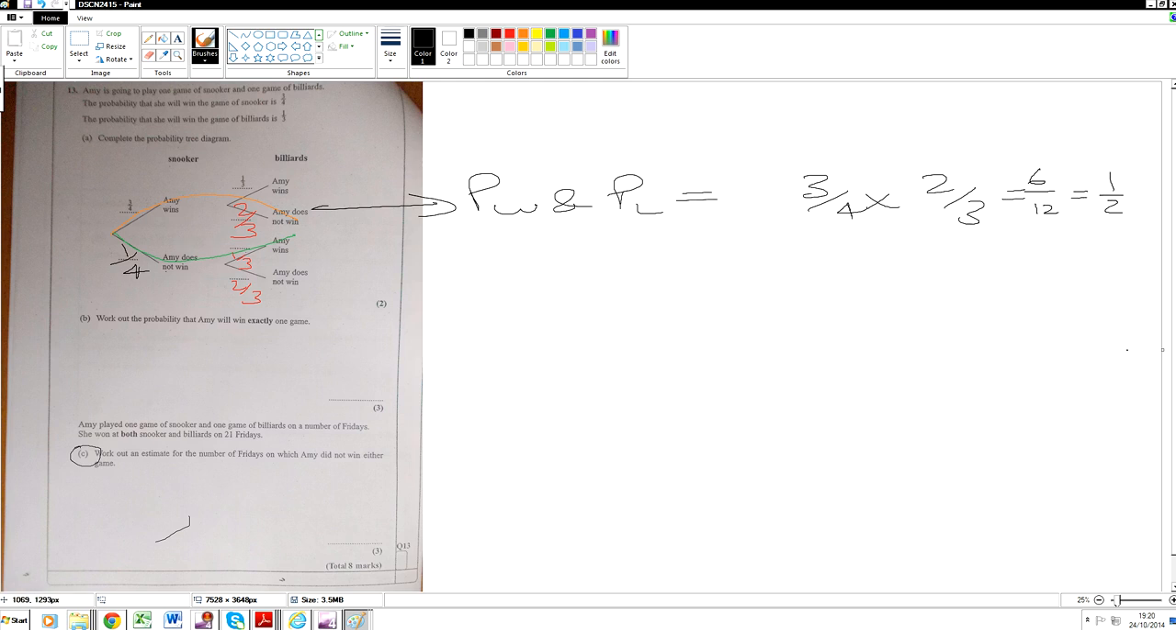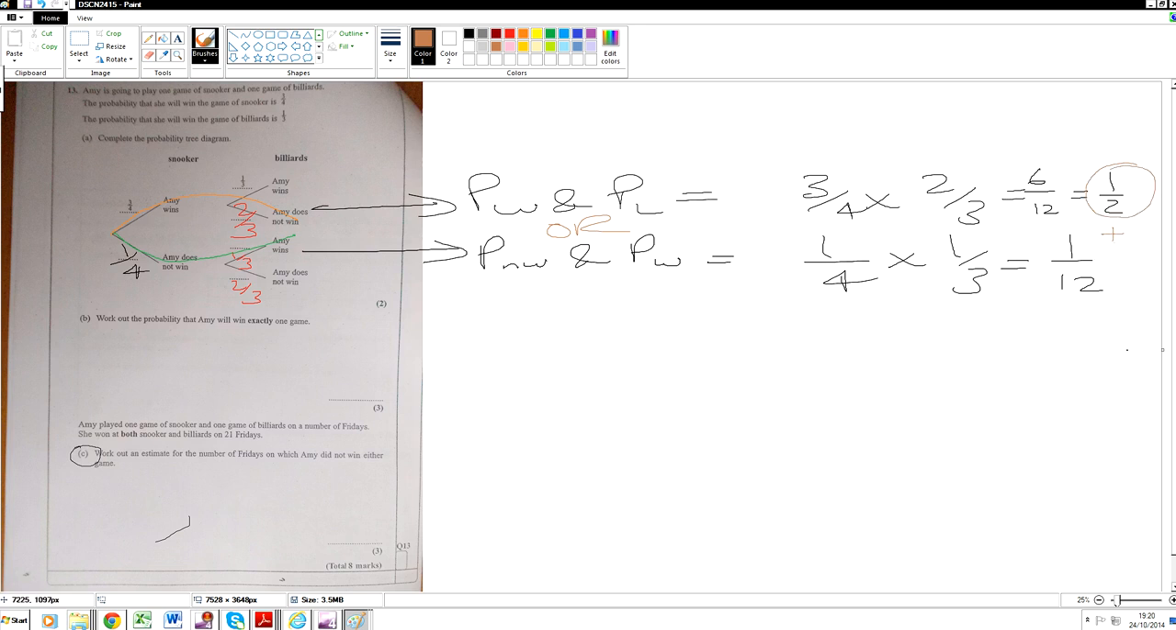Okay, now the second one: the probability she won't win first and she wins afterwards. That is the probability of not winning, which is the same as losing, and the probability of winning. 1/4 multiplied by 1/3 gives us 1/12. Now, what do we do with these two answers? We have two possible answers, so it's either this one or that one. So there's an OR involved, and we have to add this number with that one.